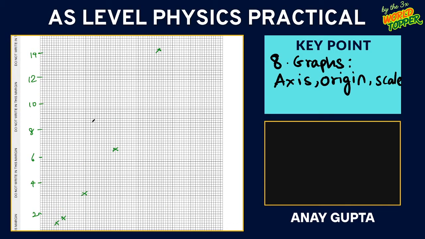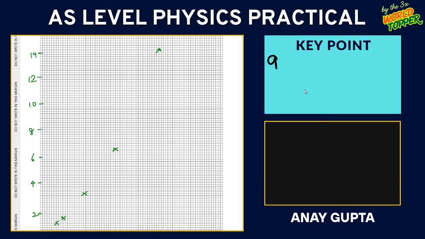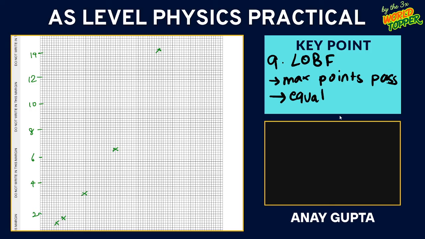Now the next thing that you want to do is make a line of best fit. How do you make a line of best fit? For your line of best fit, LOBF, you want to have maximum points passing through the line, and secondly, you want to have equal points or almost equal points on either side of the line. Okay, so what does that mean?